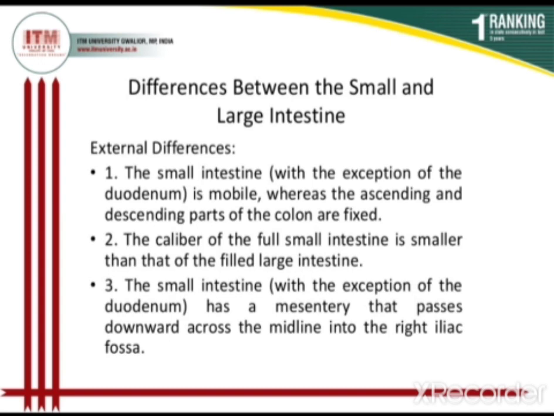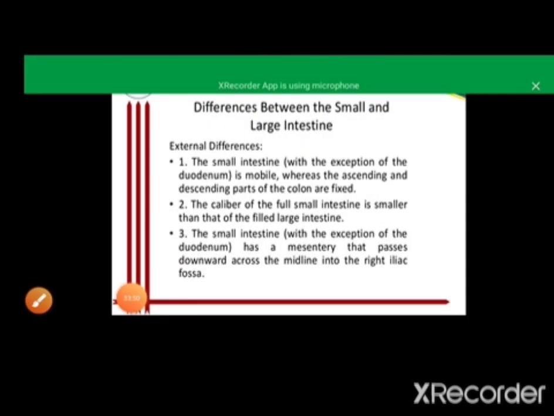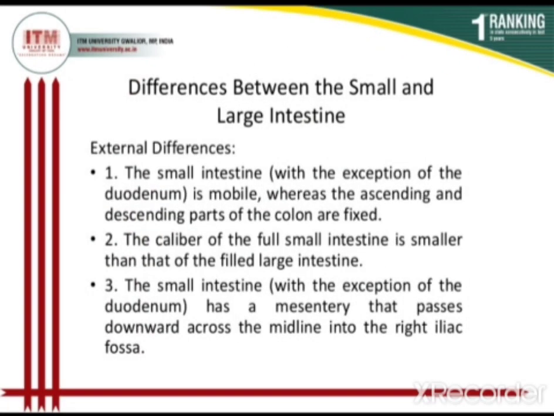And the difference between the large intestine and the small intestine. External differences: the small intestine, with the exception of the duodenum, is mobile. The small intestine is more mobile, whereas the ascending and the descending parts of the colon are fixed. The caliber of the filled small intestine is smaller than that of the filled large intestine. The small intestine, with the exception of the duodenum, has a mesentery that passes downward across the midline into the right iliac fossa. Fine. This is the difference between the small and the large intestine.